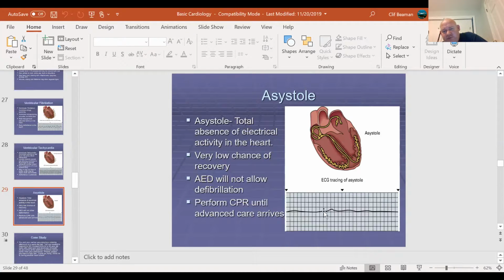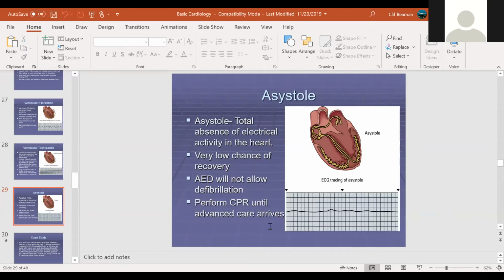It won't be straight flat across. There'll be some little waves and ups and downs in it, just like you see here. If you guys have ever taken a strip on somebody that's dead, you'll see that it's not exactly flat, but it's pretty flat. You don't have any of the heart activity that we see in the other strips. So no P waves, no QRSs, no T waves. There's just no activity at all.